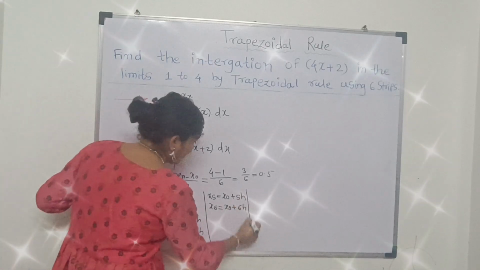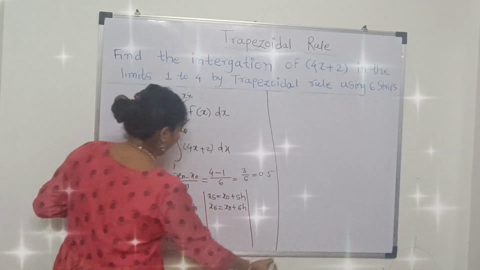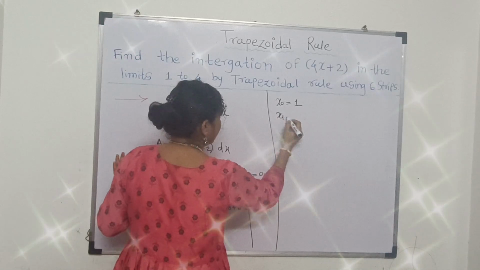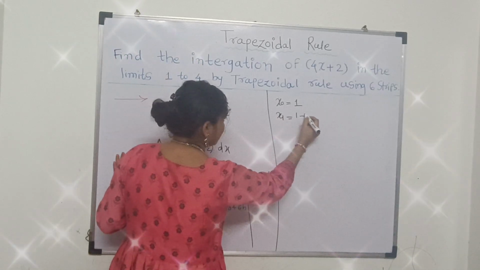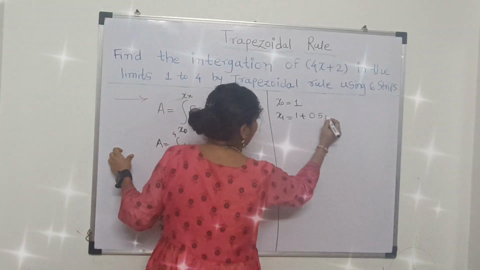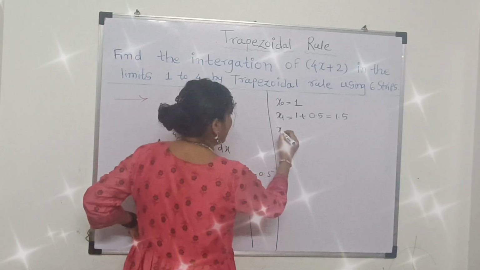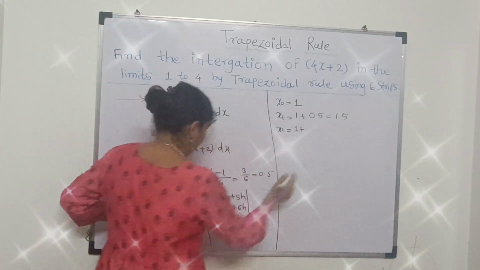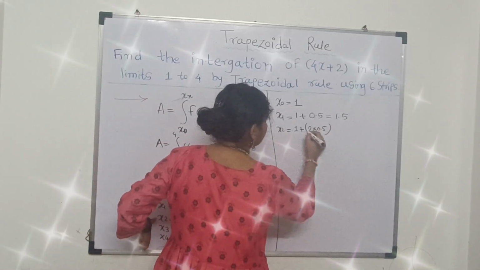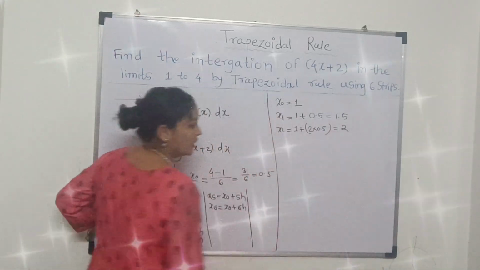Right. So you have all the values, and you just calculate them. x0 is nothing but 1. x1 is x0, that is 1, plus h. Our step function is 0.5, so it becomes 1.5. x2 is x0, that is again 1, plus 2 multiplied by our step function 0.5. With simple calculation the value becomes 2.